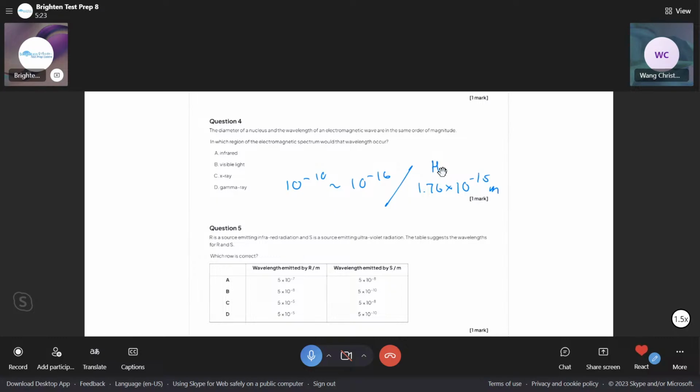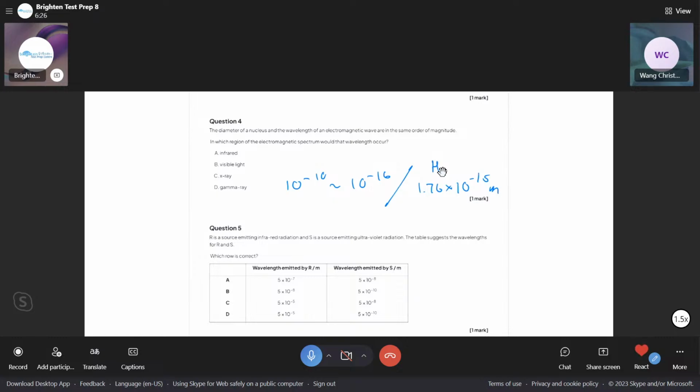Now, when we look into question 5, we have sources. One is infrared and one is ultraviolet, and it suggests the wavelength. We want to know which combination is correct. Infrared is 4 times 10 to the power of negative 7 to 10 to the power of negative 3. So it's the bottom 2. Okay, we mean D.